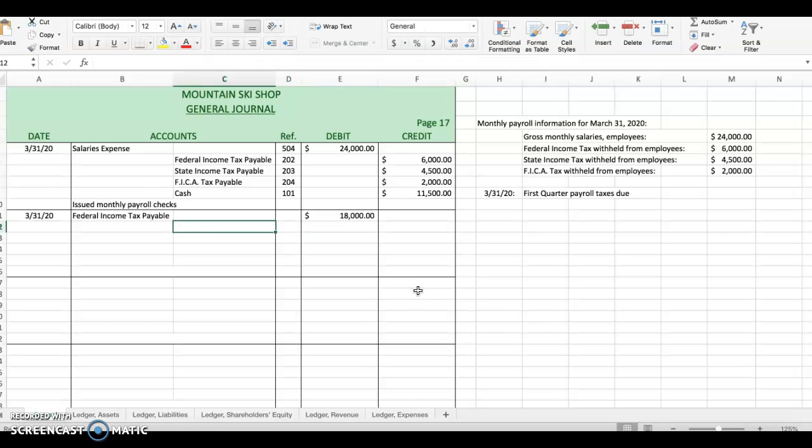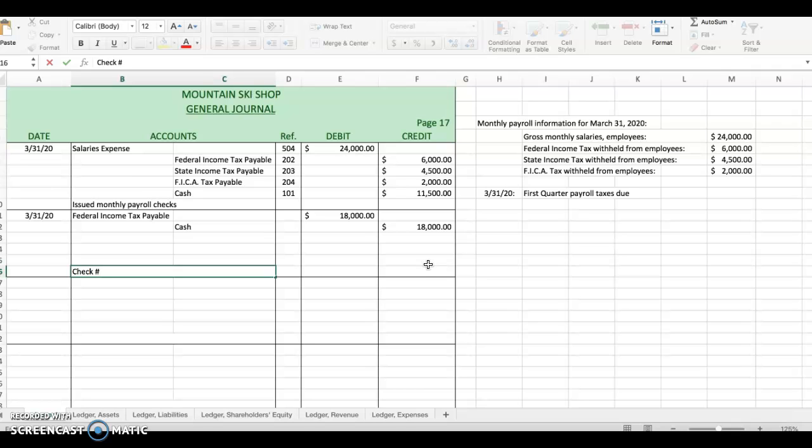And we're paying with cash. Anytime it says pay, you can assume it's going to involve cash. 18,000 is credited to cash because it goes down. So let's assume this is check number 901, and that's the information at the bottom.